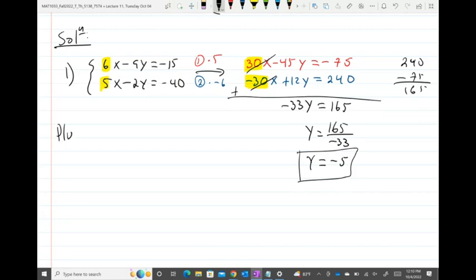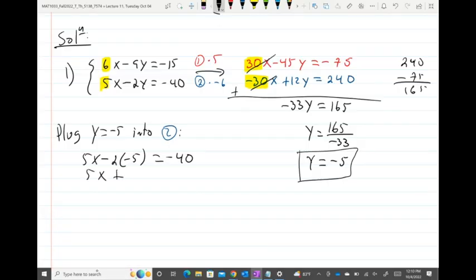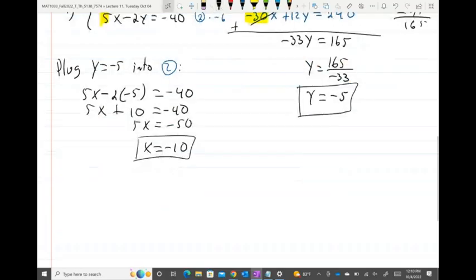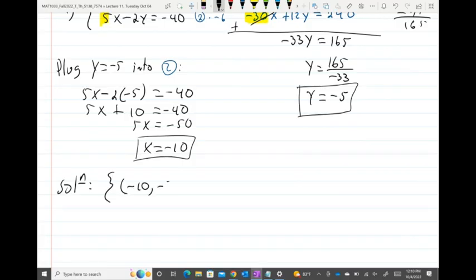But okay. So I'm going to plug y equals negative 5 into equation number 2. So we get 5x minus 2 times negative 5 equals negative 40. And now solve. So 5x plus 10 equals negative 40. So 5x is negative 50. You subtract 10. So x is negative 10, dividing by 5. So what's the solution? The solution is the point.